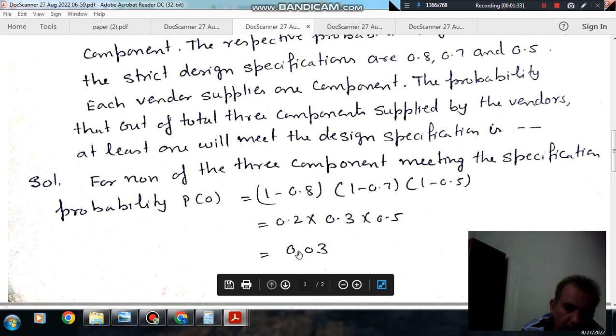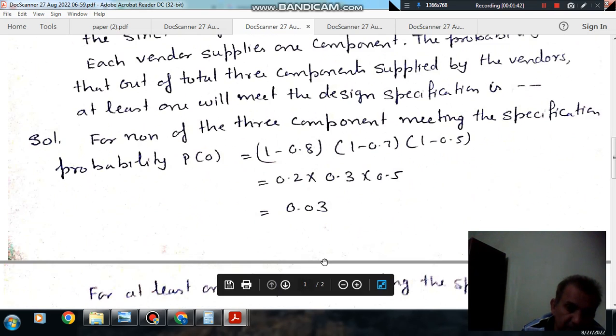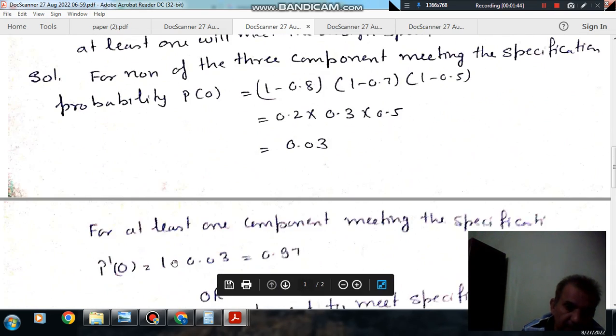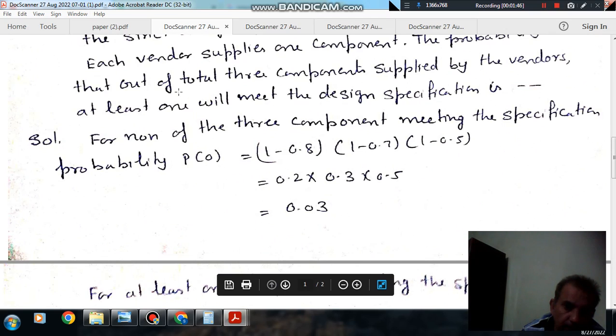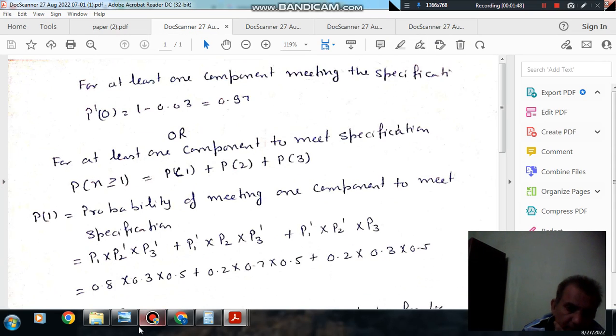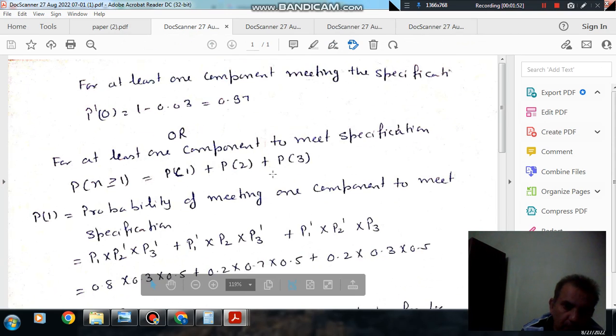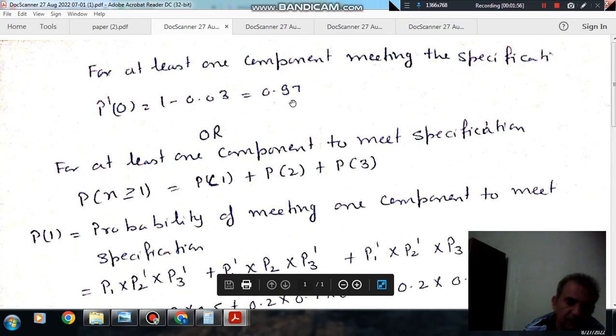Okay. Now this is the probability of not meeting a specification. So the probability of meeting a specification is 1 minus 0.03, or it will be 0.97. Okay. So the answer is 0.97. This can be solved by another method also.